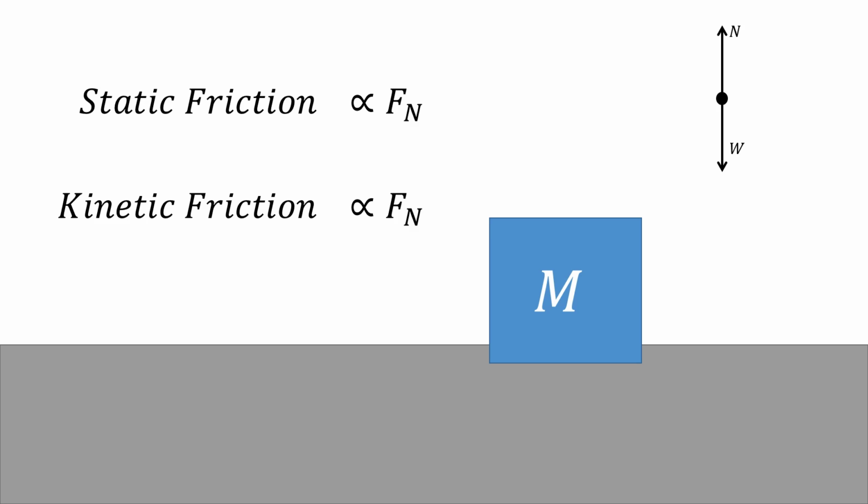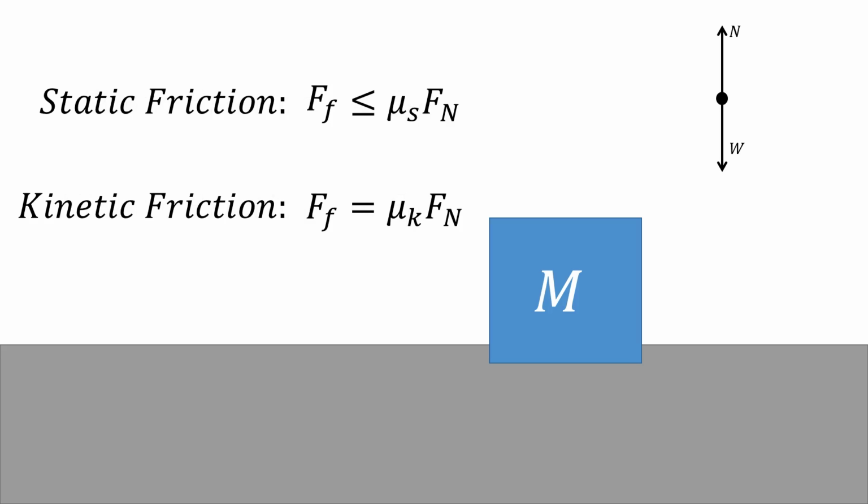The constant of proportionality is written as mu. Static friction is proportional to mu sub s, and kinetic friction is proportional to mu sub k. We call these the coefficients of friction. But as we saw, these forces behave differently from each other. Static friction can take on a range of different values up to some maximum, so we express the force of static friction as an inequality. The force of static friction is less than or equal to the coefficient of static friction times the normal force.